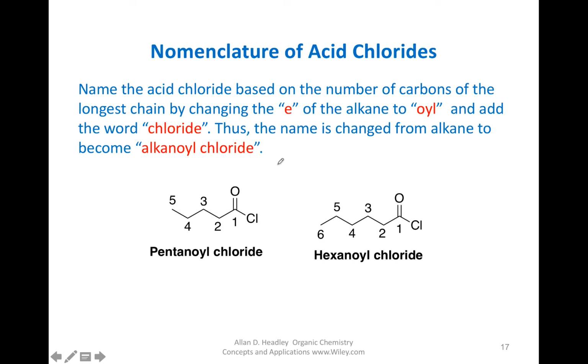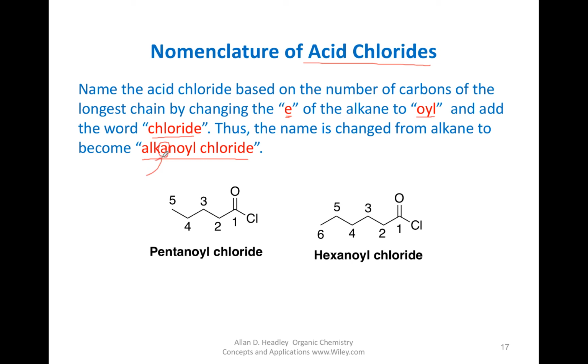So I hope you're seeing a systematic way here, and that's why the IUPAC is a systematic method of naming organic molecules. So hopefully you've seen a systematic way here. So in naming acid chlorides, we change the E of the alkane to oil, O-Y-L, and we add the word chloride. So the full name becomes alkanoyl chloride. Notice again this A here.